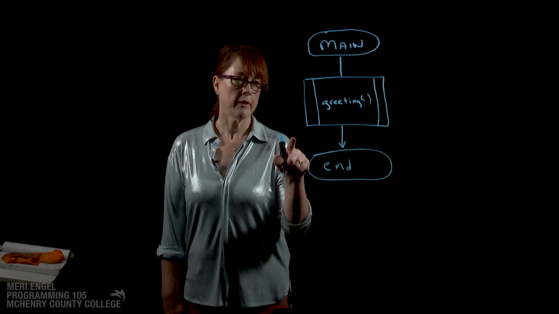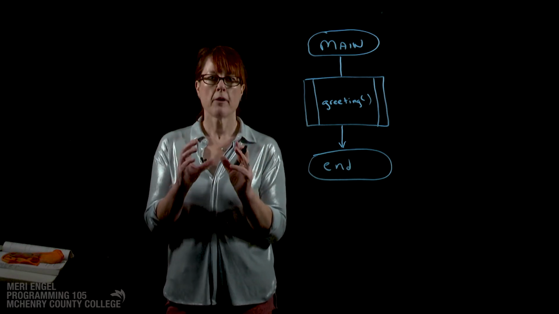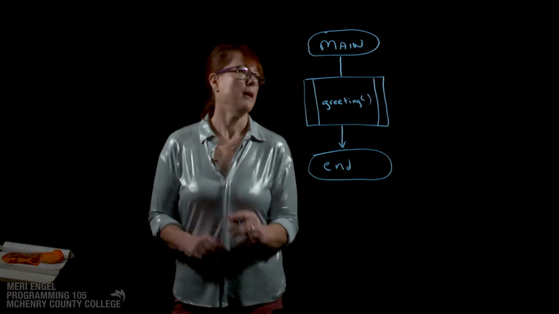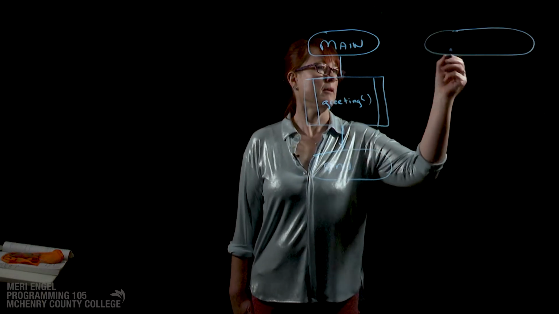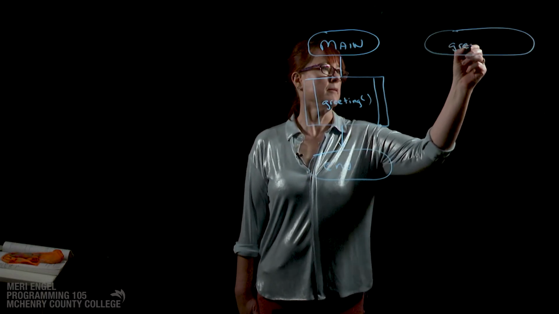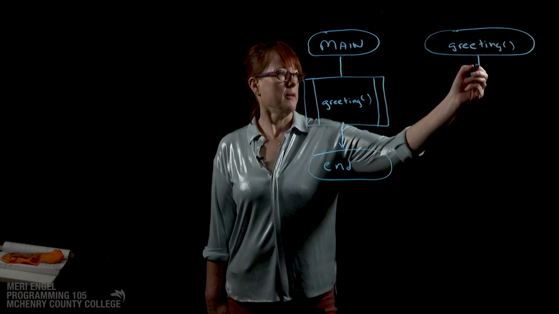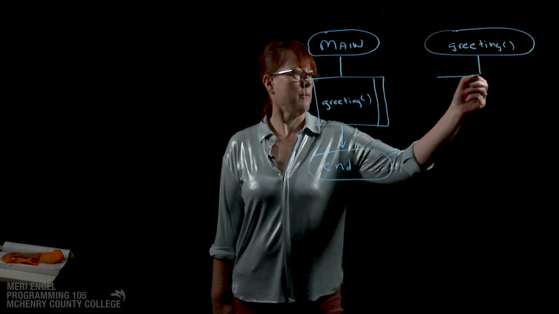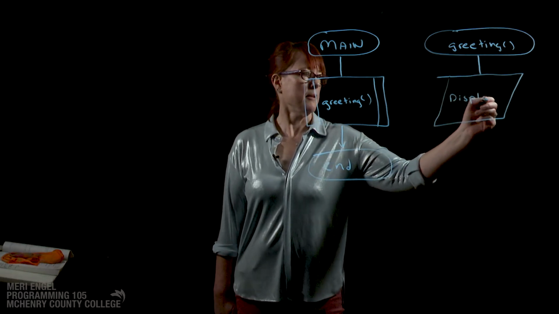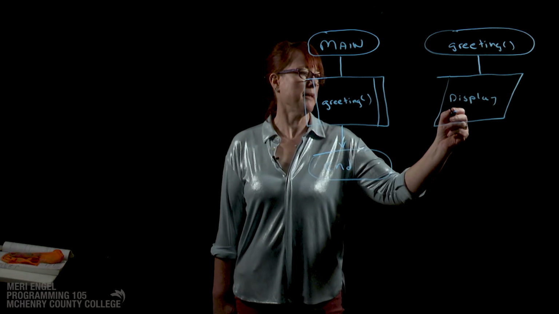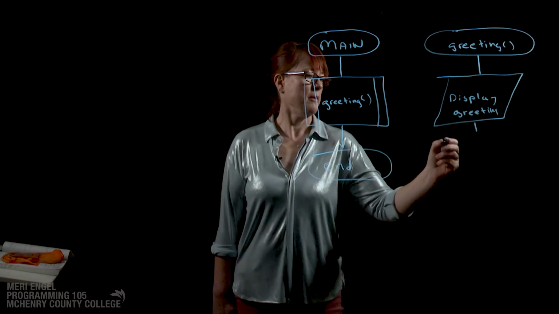But this isn't where you're done. For each predefined process, each function, you should think of each function as a mini program. And so we would have a function called greeting. In that function, we would display our lines. You don't need it to be line for line, so just display greeting. And instead of end, it would return.